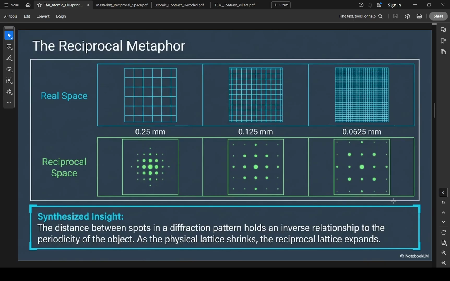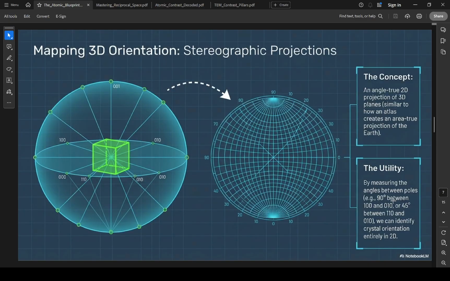So the distance between spots in a diffraction pattern holds an inverse relationship to the periodicity of the object. As the physical lattice shrinks, the reciprocal lattice expands. Now, how do you map 3D orientation into two dimensions? So we use stereographic projection, a 2D projection of 3D planes.